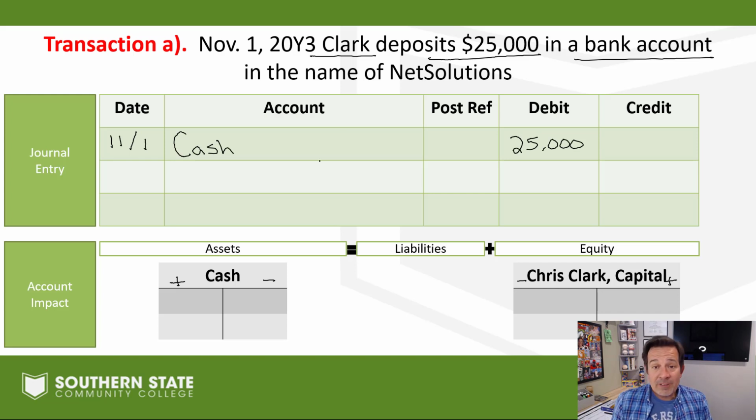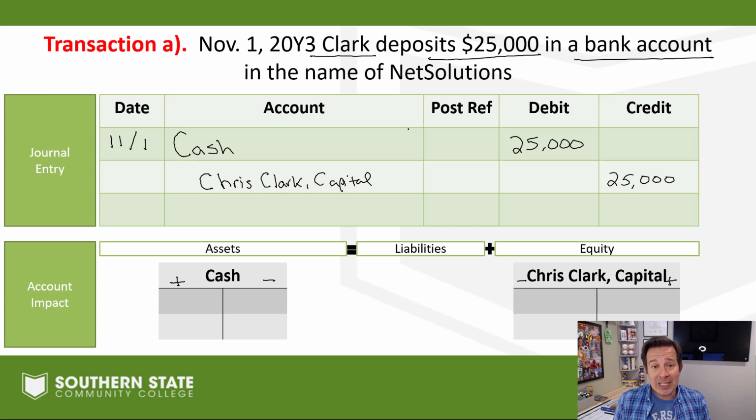Where did that 25,000 come from? Well, it came from an owner investment. You can see we got Chris Clark Capital. It's going to go up on the credit side. So I'm going to go ahead and credit Chris Clark Capital. You guessed it, 25,000. So that's my entry. Debit cash, 25,000. Credit Chris Clark Capital, 25,000.